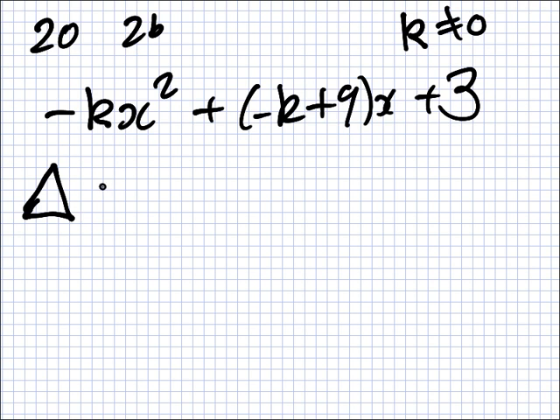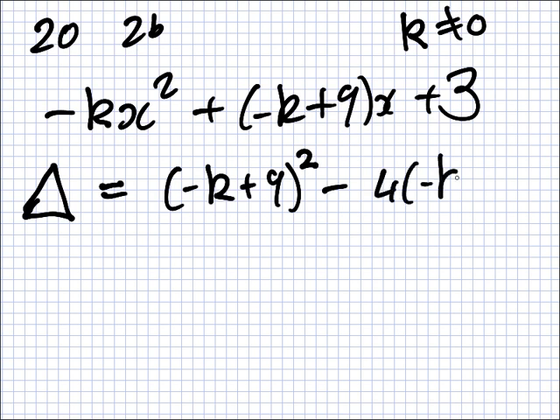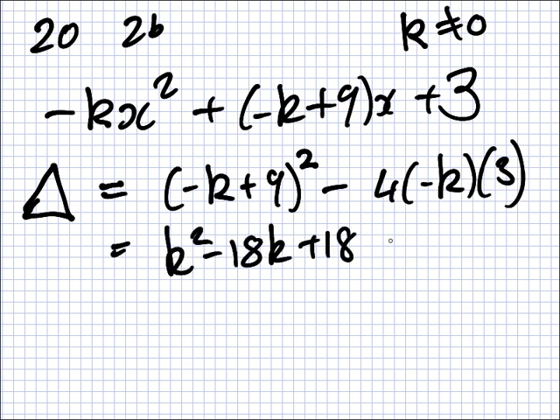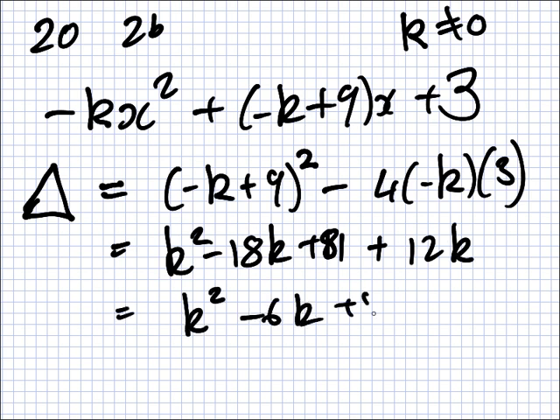Okay, so let's see what we have here. Discriminant is minus k plus 9 squared minus 4ac. Isn't that right? Let's expand this. That's k squared minus 18k plus 81, plus 12k, which is k squared minus 6k plus 81, which is the same thing as k minus 3 squared plus 72.